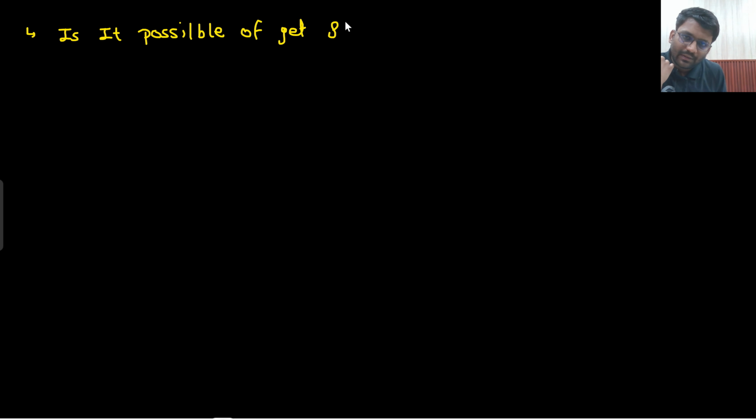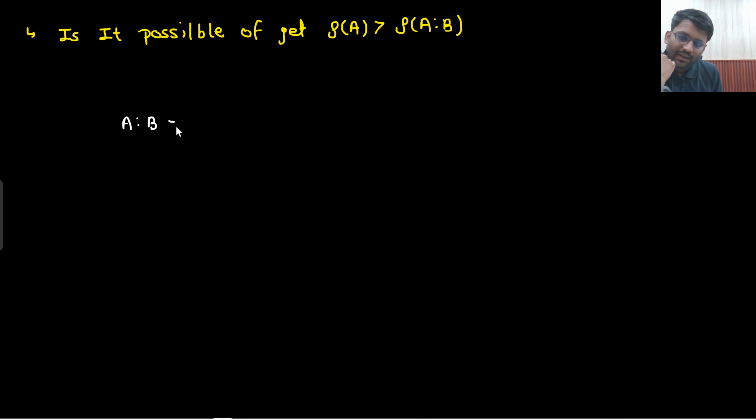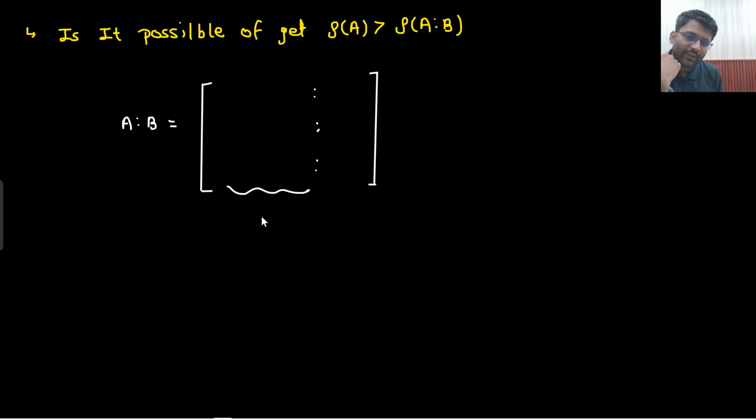I'm asking this question. Is it possible to get rank of A greater than rank of A augmented B? Is it possible? Rank of A is greater than the rank of A augmented B. Let's make any A augmented B matrix. So here this will be the part of A and this will be the part of A augmented B.